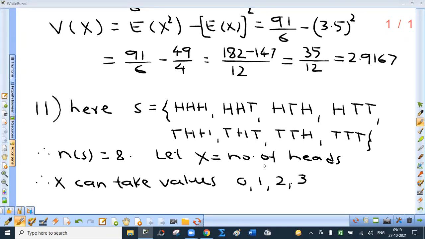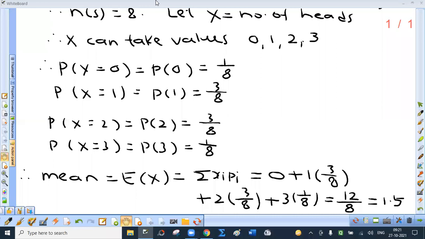Now 3 coins are tossed. So X can take values, not a single head, so X equal to 0, 1 head, 2 heads, or 3 heads. Now find out corresponding probabilities. It is better if you prepare that table. Otherwise, write as a probability mass function. Now P of X equal to 0 means not a single head, means all tails. So only one sample point TTT is in favor. So 1 out of 8, so 1 by 8.